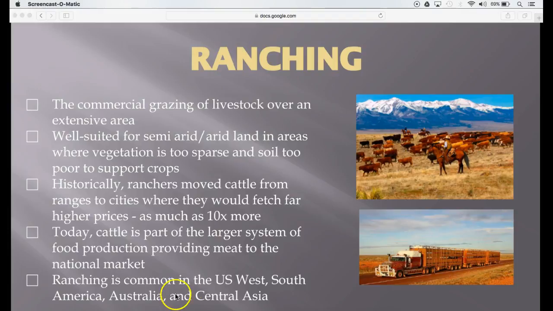Other than the United States, it's pretty common. Note that it's not common everywhere in the United States, mainly the West and the Southwest. South America has a big ranching industry, so does Australia. Keep in mind, Australia has the outback, so a lot of that area that's not really good for growing crops might be good for ranching. And then Central Asia as well.